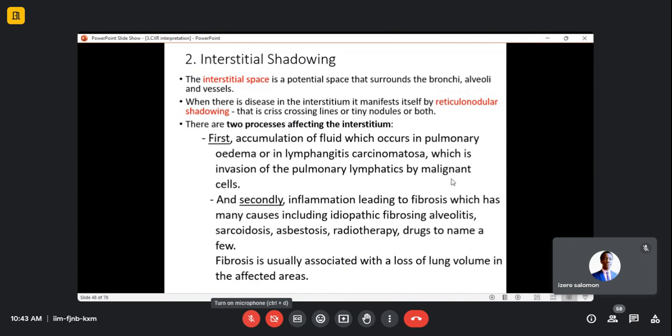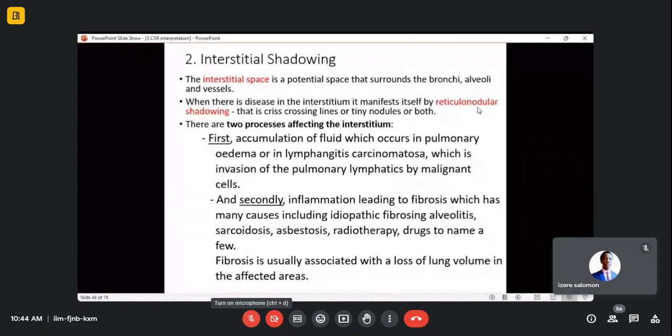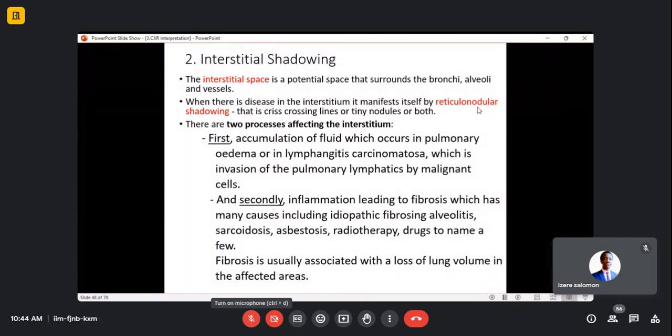Okay. When there is disease in the interstitium, it manifests itself by reticulonodular shadowing. Okay, there are, maybe three, but normally in interstitial space, there are different types of opacities due to different causes or diseases. Number one, you can have linear opacity. When you say linear opacity, it is caused, in most cases, by an interstitial process.